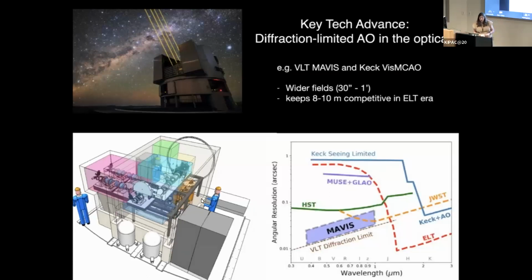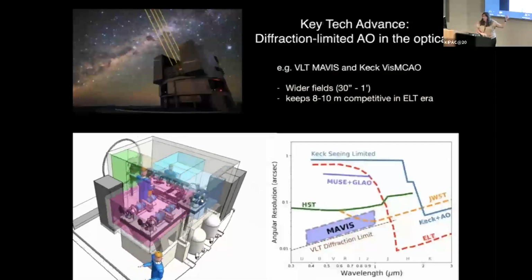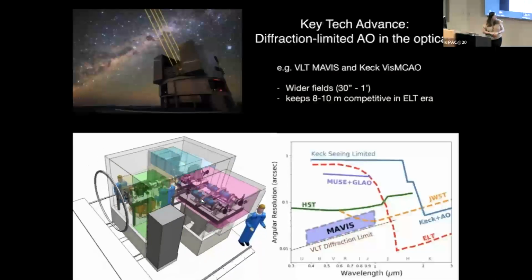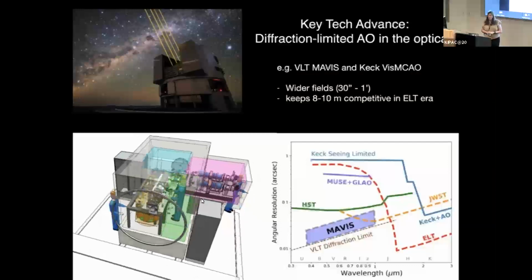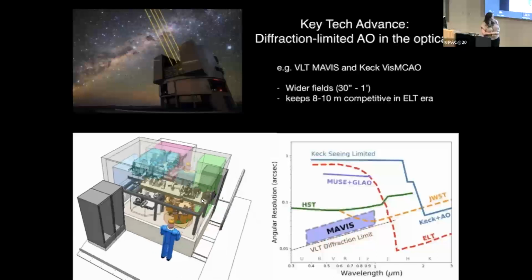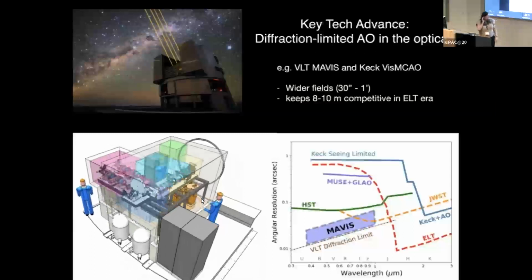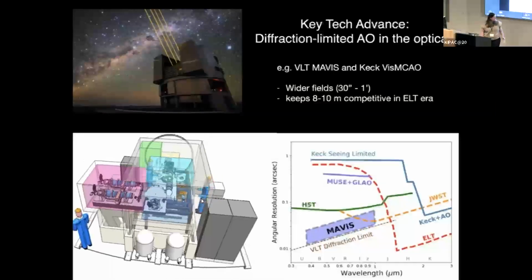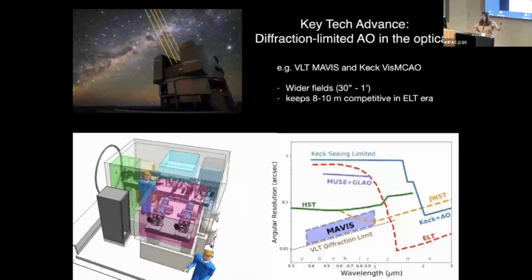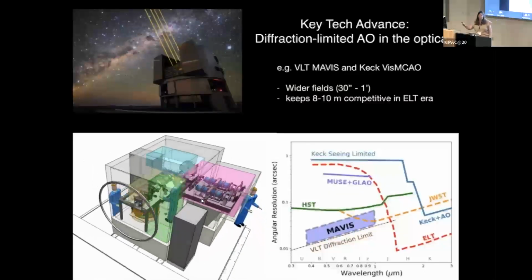There are two concepts in the works. This is the VLT Mavis instrument. You can see this is a beast of an AO system. It's quite large, but boy, look on the angular resolution versus wavelength, how spectacular it would be to have 10 milliarc second resolution images of the universe in the optical wavelengths. That would be incredible. It's far superior to even JWST, which is only diffraction limited to about 2 microns. And would keep the 8 to 10 meter class telescopes competitive in an ELT era. We would have matched resolutions between 8 to 10 meters with AO in the optical and 30 meters in the infrared.